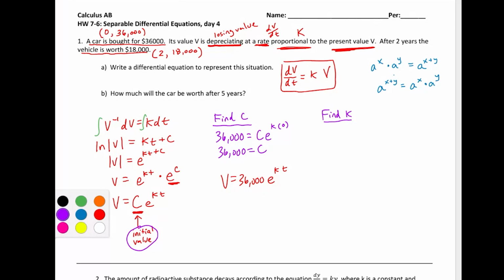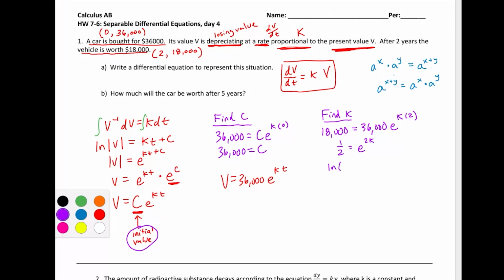And we can use the other given point, 2, 18,000, that other given information, to figure out k. So if the value is 18,000, and now we know what the c is, it's 36,000, times e to the k times 2, because it was after 2 years the value was 18,000. Now if I divide both sides by 36,000 here, I'm going to get 1/2. So I have 1/2 equals e to the 2k.